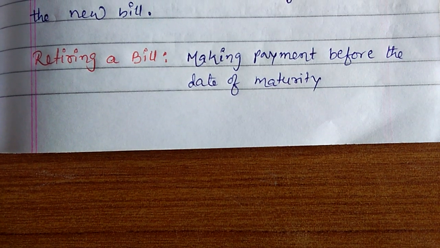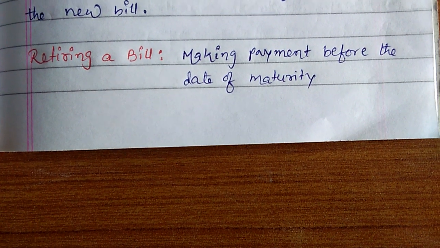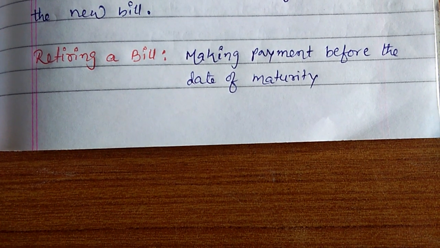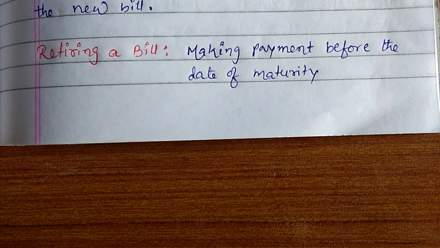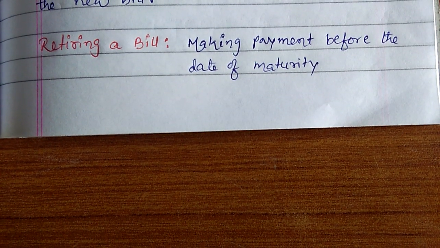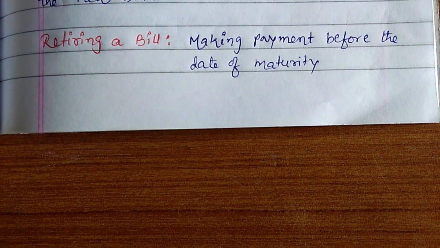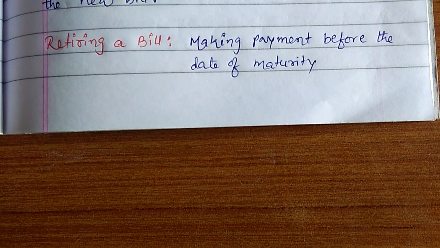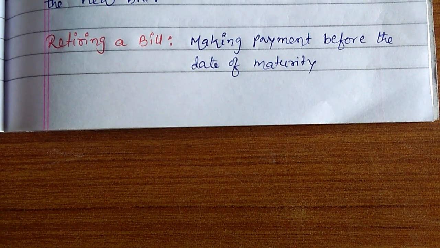And next one is retiring a bill. If the drawee pays money before the period, that is called retiring a bill. Making payment before the date of maturity is called retiring a bill.